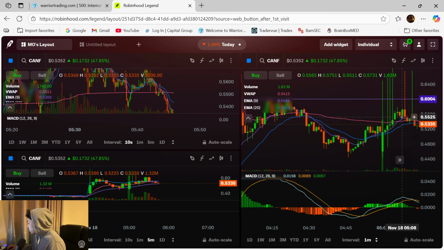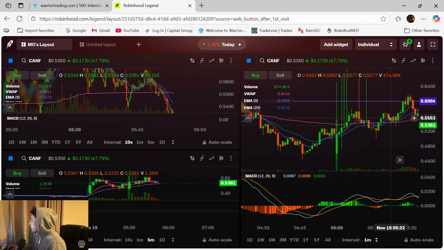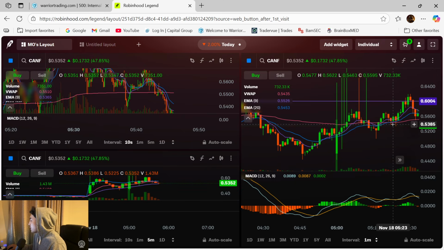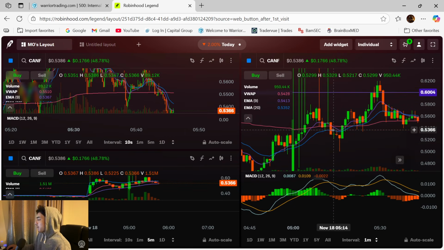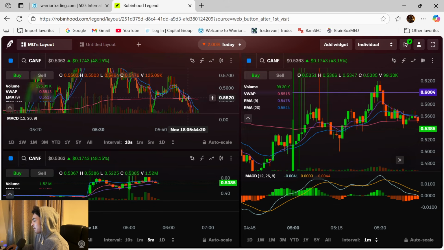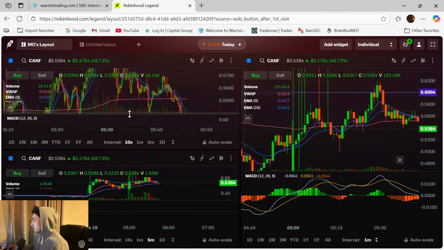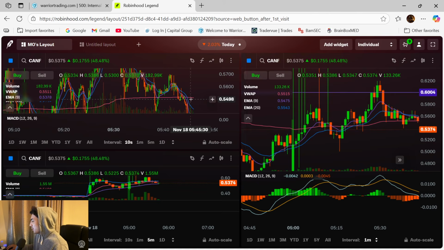So I'm seeing that it's approaching. There we go, right here. In this area, I noticed that it was approaching a break over VWAP. Right now, the VWAP was 55 cents. It was 54 cents here. I'm just paying attention to the 1 minute chart. I'm not really looking at the 10 seconds. It's not really in my favor right now.